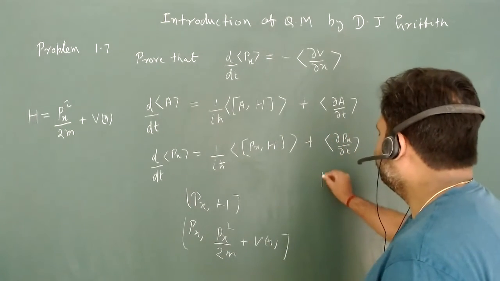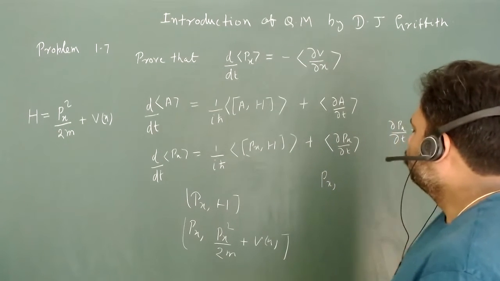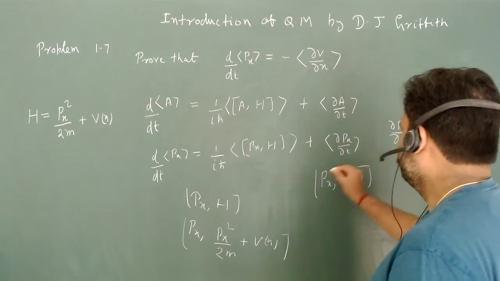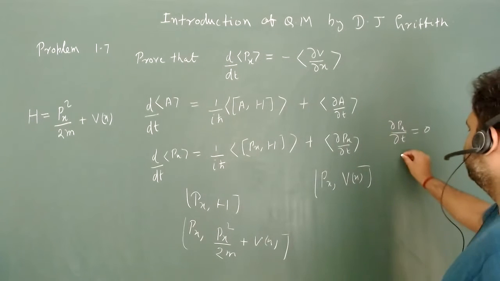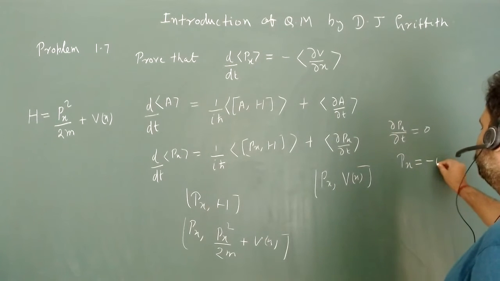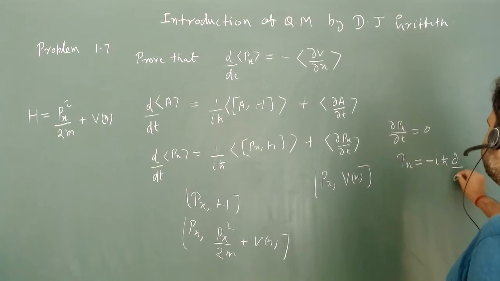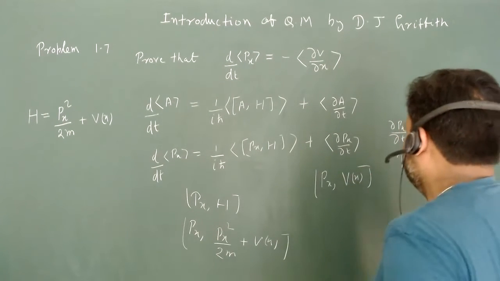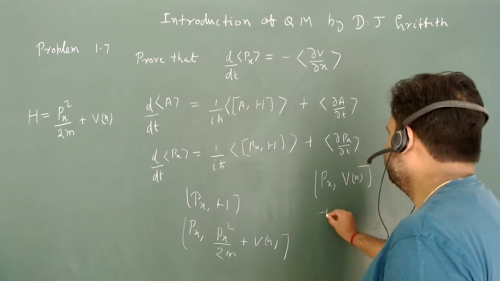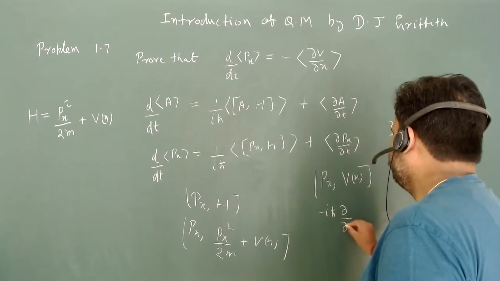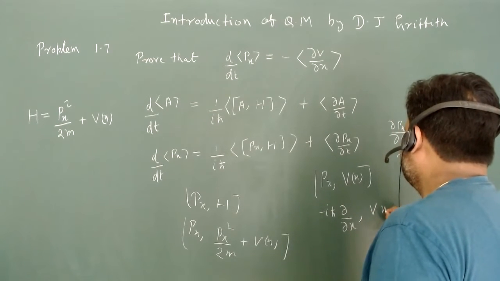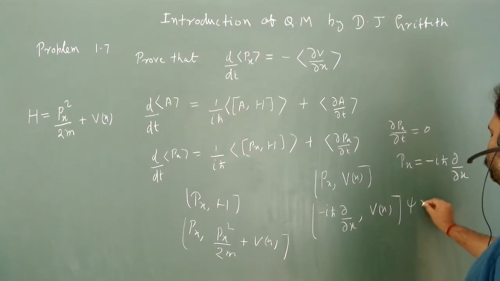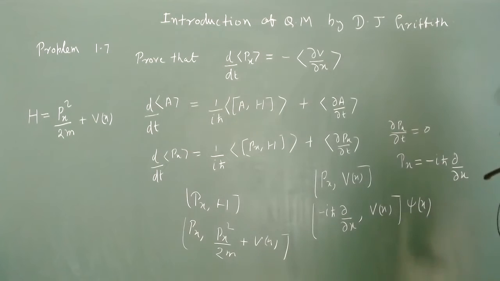So our main agenda is to calculate the commutator between px and V as a function of x. We will write px in position representation, that is minus i h-bar del upon del x. So this is minus i h-bar del upon del x, and this is V(x), and we operate on some function psi(x).